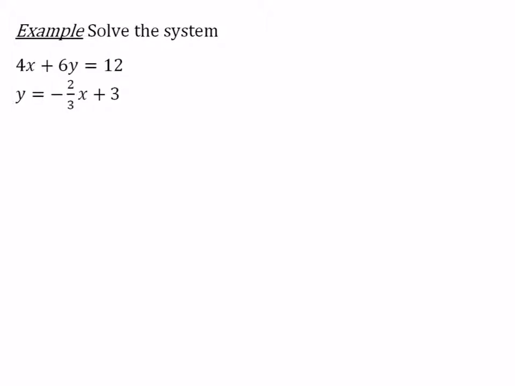Let's look at another one. Here we've got a couple of equations. We've got 4x plus 6y equals 12, and we've got y equals -2/3 x plus 3. Want to solve the system? Well, this is set up for substitution also. So let's put this in place of y and see what we get. So we take our first equation, and in place of y, we're going to write -2/3 x plus 3.